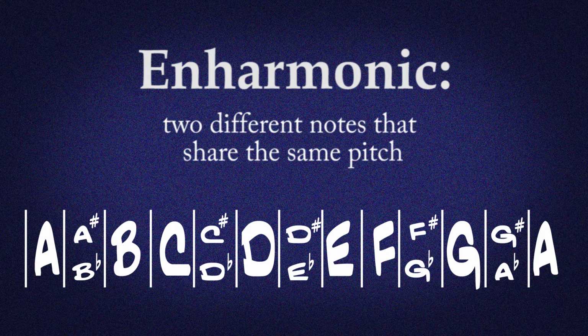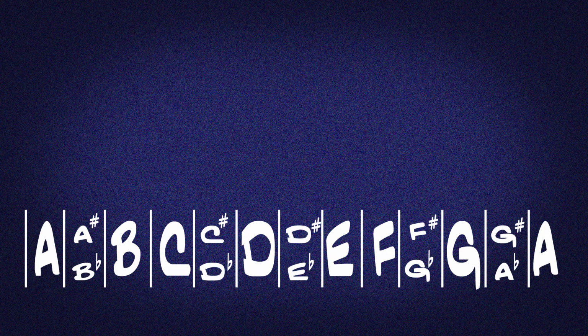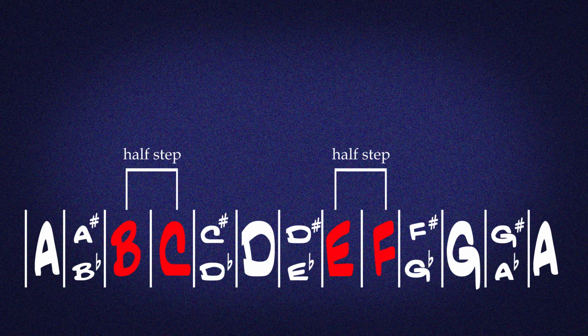Which name we use is determined by a few different things, but typically if we're going up in pitch, we will use the name with the sharp, and if we're going down in pitch, we would use the name with the flat. There is more to choosing the correct name than just that, but we'll get back to that later. Also notice there are 2 places where there is not an accidental between 2 natural notes, between B and C and between E and F.